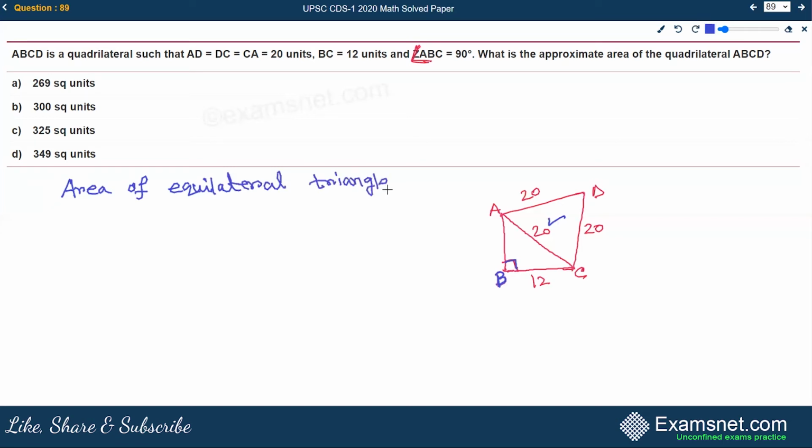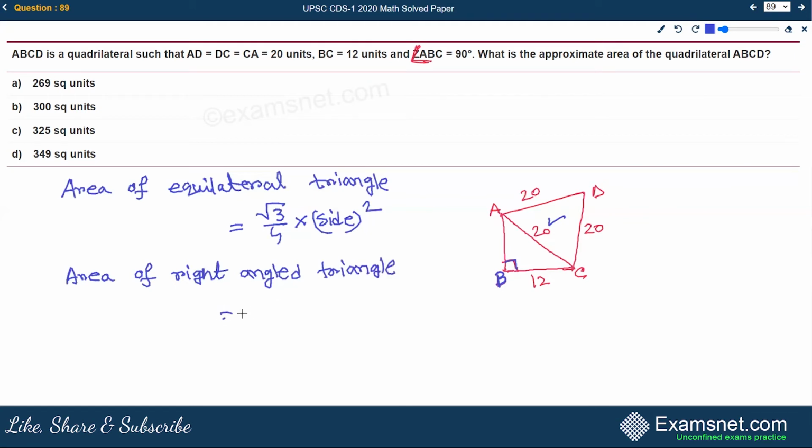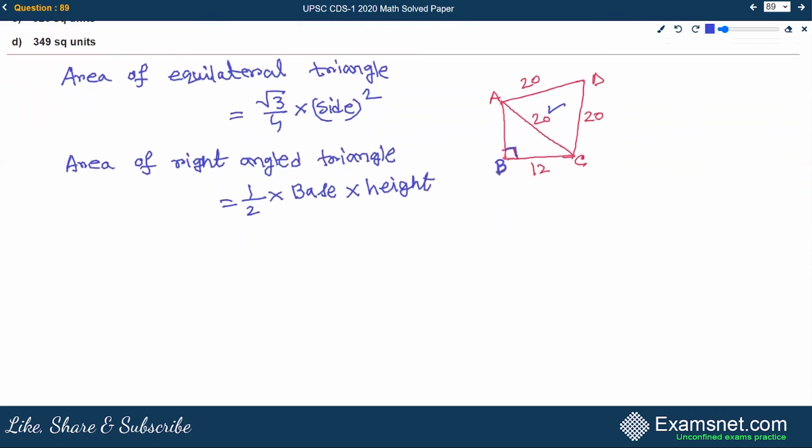So that we can say there is a particular formula, √3/4 multiplied by side squared. Same way, area of a right angle triangle is half into base into height. These are two formulas. So here we are given a triangle. If we consider triangle ABC, this is a right angle triangle.